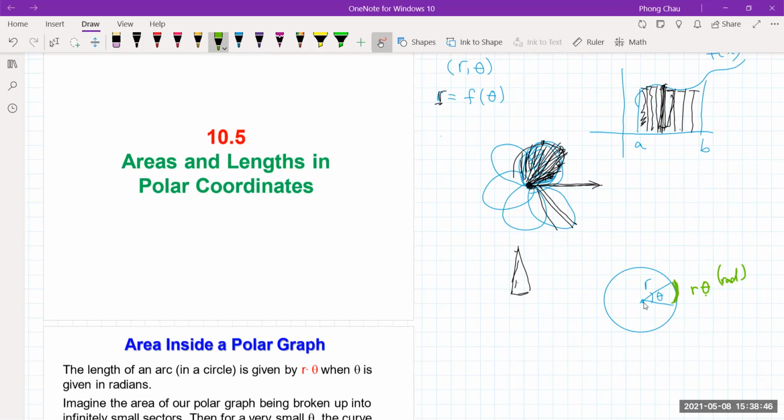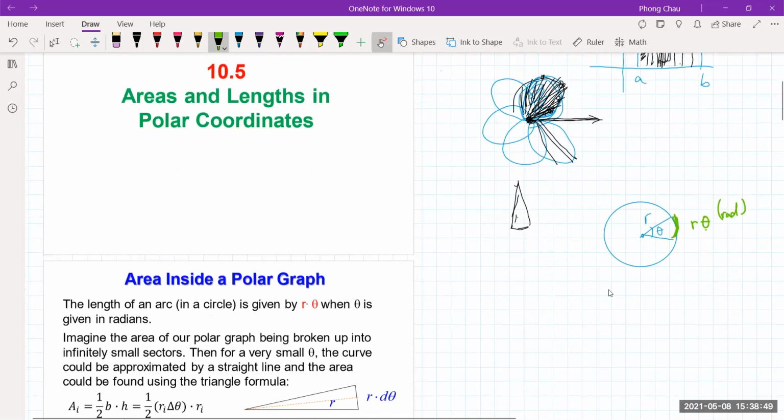Okay, so now using this formula, imagine the area of our polar graph being broken up into infinitely small sectors. So you see, that's what I did up here. I've broken it up into infinitely many sectors. If we take one of those tiny things out, it's going to look like this, right?